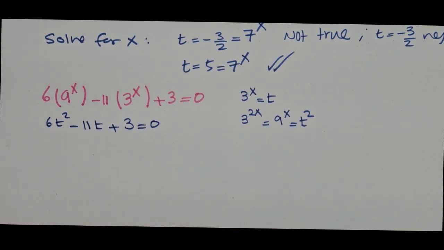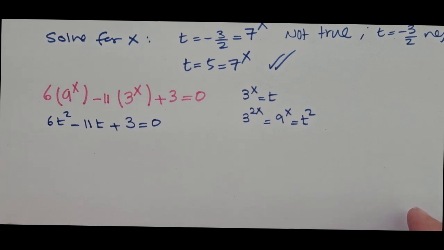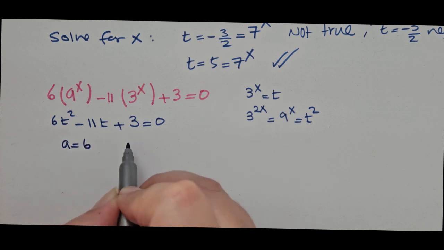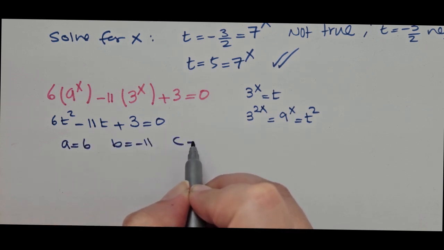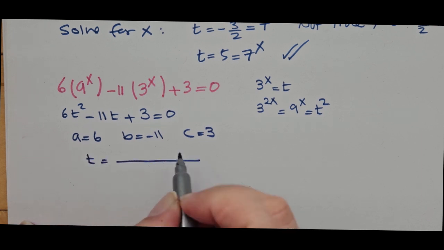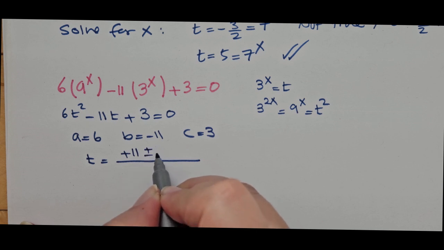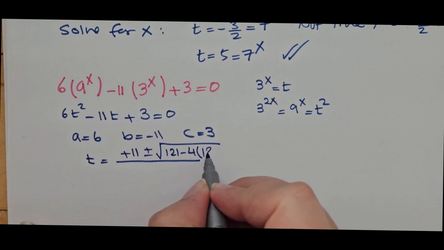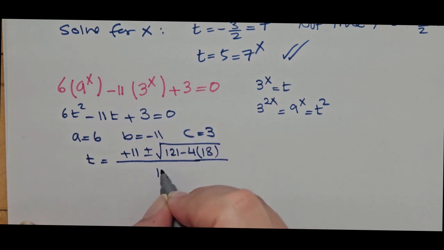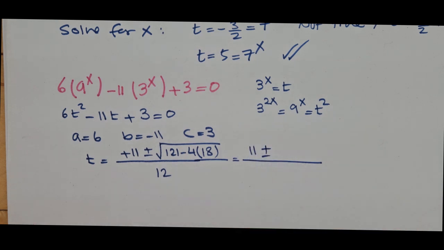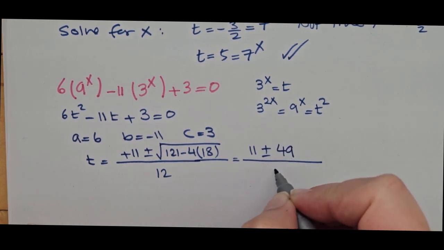Okay, this is a quadratic equation. Let's solve it by the quadratic formula. A is 6, B is negative 11, and C is 3. Now I just substitute in the quadratic formula: 11 plus and minus the square root of 121 minus 4 times AC, which is 72, over 2 times A, which is 12. So the answer would be 11 plus and minus the square root of 49, over 12.